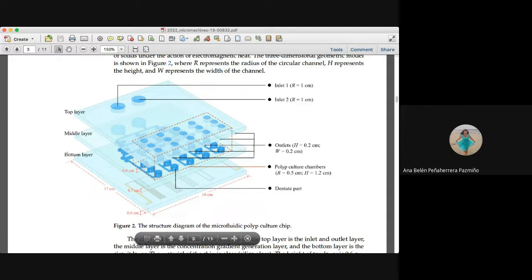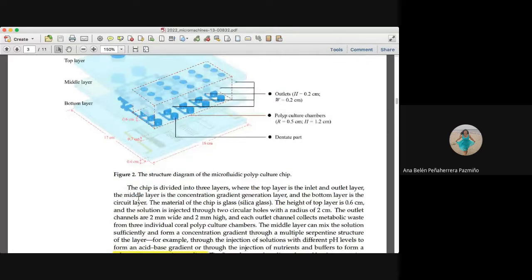The last layer is the bottom layer, which has a copper circuit, and that is how they produce this Joule effect, so to heat the substances. And it's also important to mention that the chambers have a dentate part, so that this dentate part will improve how the heat dissipates, and also the dentate part is going to fix the coral polyps.